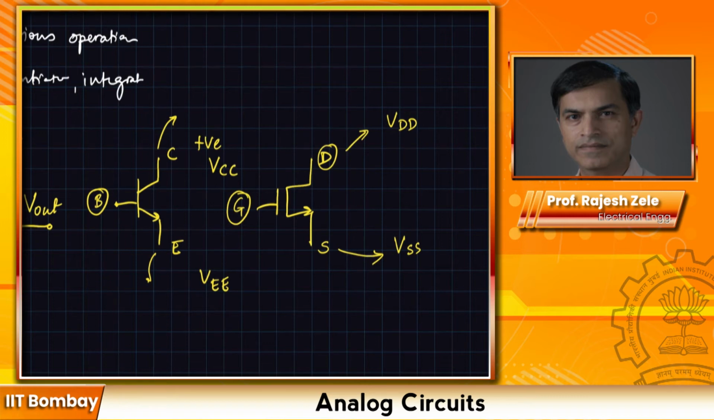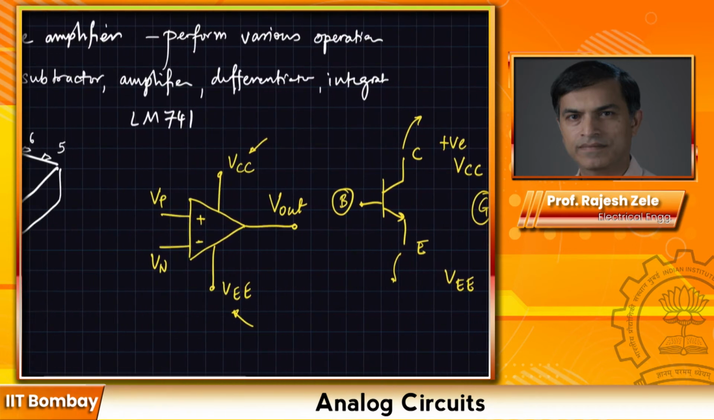Just a trivia that you should know, and you will see this in many places. If the circuit is made using BJTs, then you will see VCC and VEE. If the circuit is made using MOSFETs, then it's VDD and VSS. It's just a naming convention. VDD represents the most positive voltage, VSS represents the most negative voltage applied.